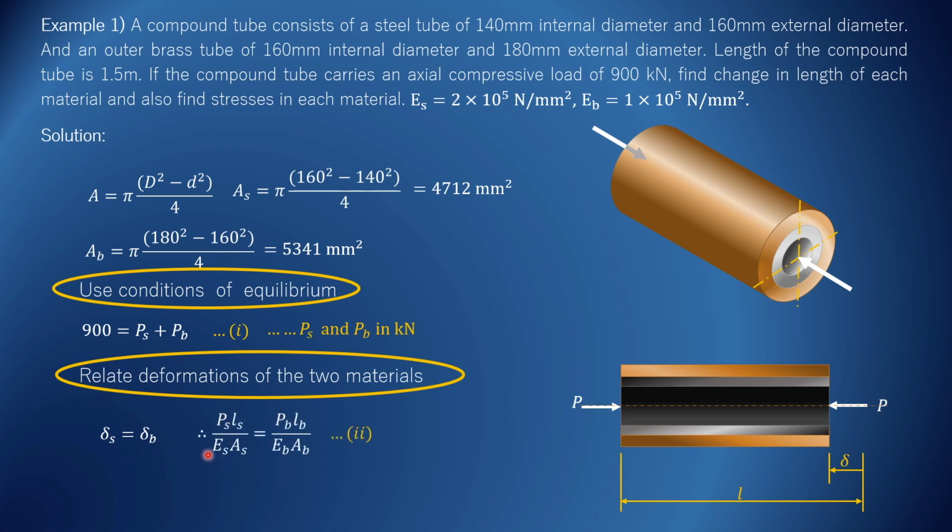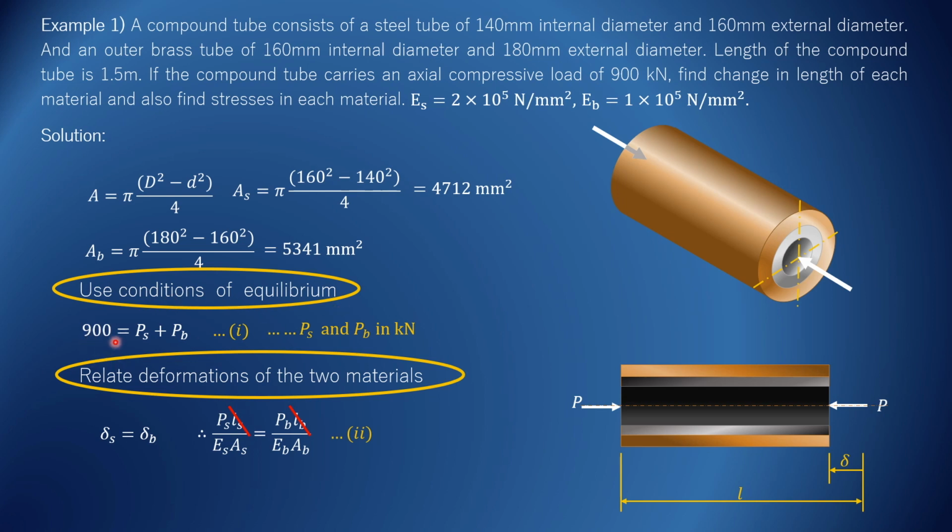Now put the values. Delta is PL by EA. So here all values correspond to steel and here all values correspond to brass. But now one thing. Initial length of both the materials is the same. So lengths LS and LB are the same. So they'll get cancelled. And now watch here, equation 1 in the two unknowns PS and PB, equation 2 in the two unknowns PS and PB again. So solve these two equations and you will get load taken by steel and load taken by brass. Very simple. So these two things are very important, and that is what you should understand in all the problems we are going to solve. Use condition of equilibrium. That is simple.